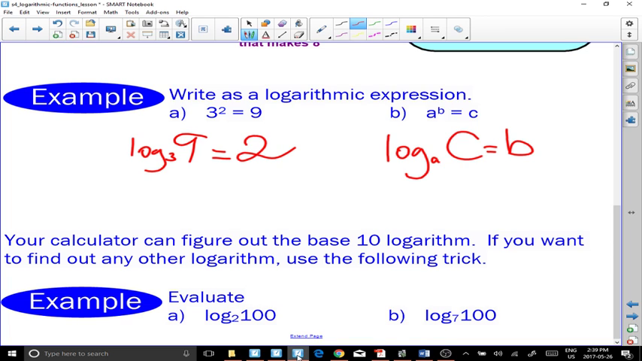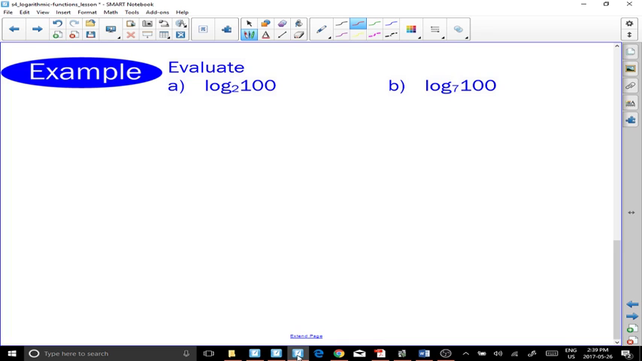Now, your calculator can figure out the base 10 logarithm. If you want to find out any other logarithm, use the following trick. So what's the log base 2 of 100? That's what we asked at the very beginning of this lesson. How can we figure this out using the calculator? Well, here's what we have to do. With the calculator, what we will do is this. And understanding that your calculator always uses log base 10 if there's a log button.